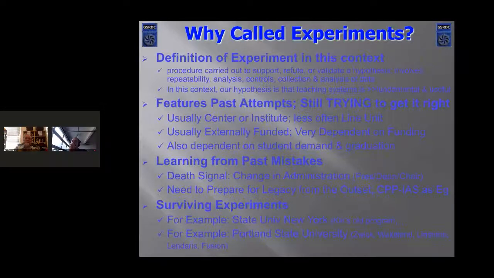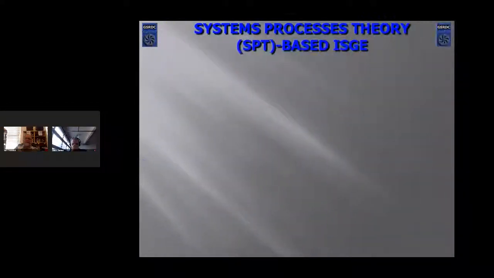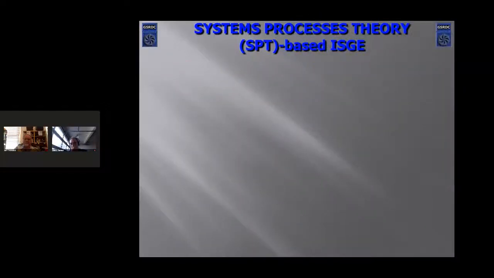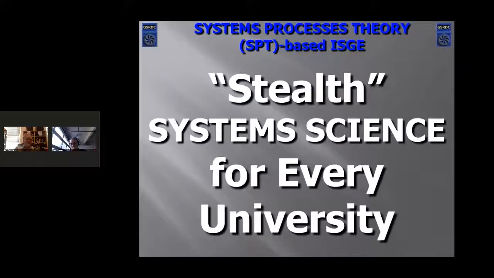So why are we calling these 4 experiments? Because they're attempts at systems education, and we can assess what happened to them. So experiment 1 is integrated science general education. That's the only thing I'm going to go through today. And it's essentially stealth system science for every university.